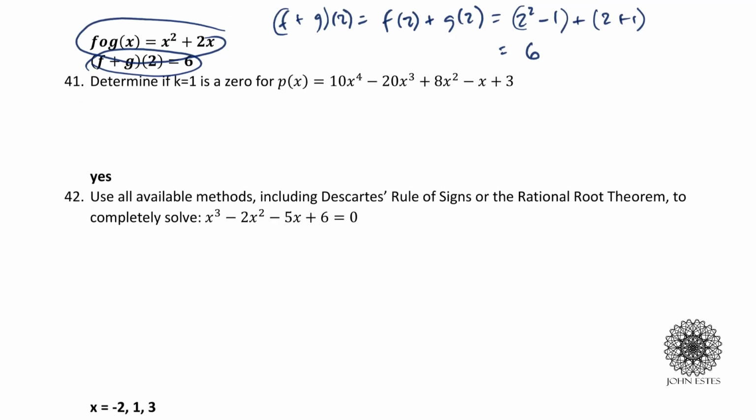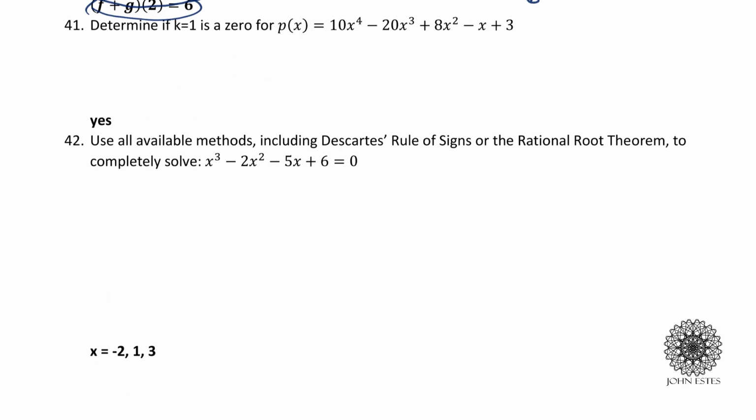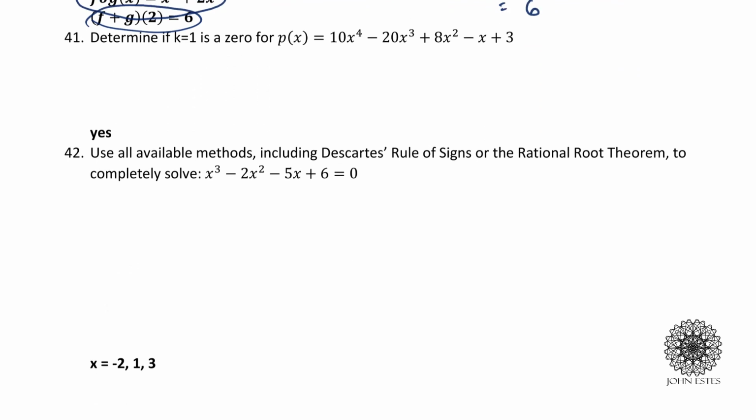Okay, number 41. Determine if k equals 1 is a 0 for this polynomial. Okay, all you have to do there is do synthetic division. So I plug in 1, and I'll write my coefficients, 10, negative 24, 8, negative 1, and 3. And then synthetic division, remember, you bring down the 10. 10 times 1 is 10. Add. Negative 10 times 1 is negative 10. Plus 8, you get negative 2.